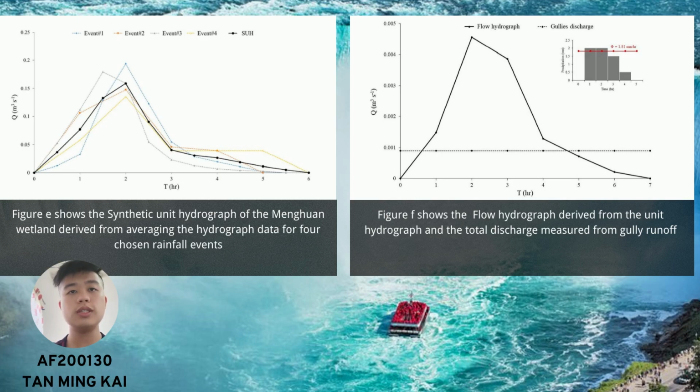In Figure E, the synthetic unit hydrograph SUH was derived from 4 chosen rainfall events. The peak value of the direct runoff histories for the 4 events ranges from 0.194 to 0.135 cubic meters per second. The synthetic unit hydrograph shows that the precipitation event caused 6 hours of inlet surface runoff. We apply the SUH to an actual rainfall event in order to determine the amount of surface inflow.